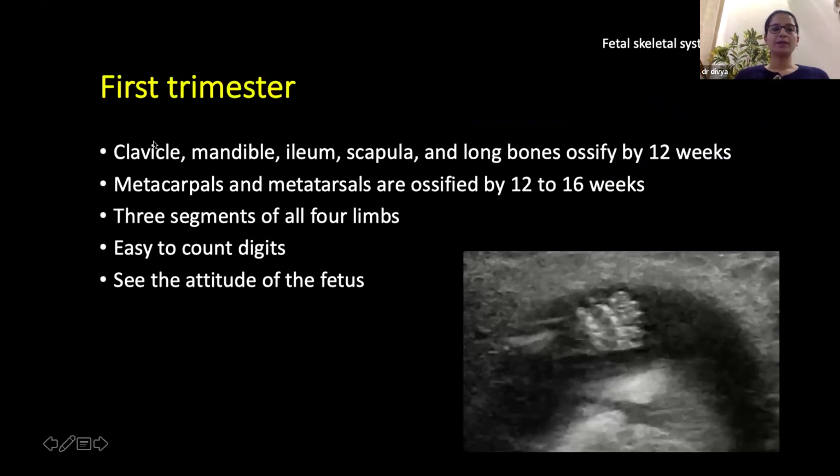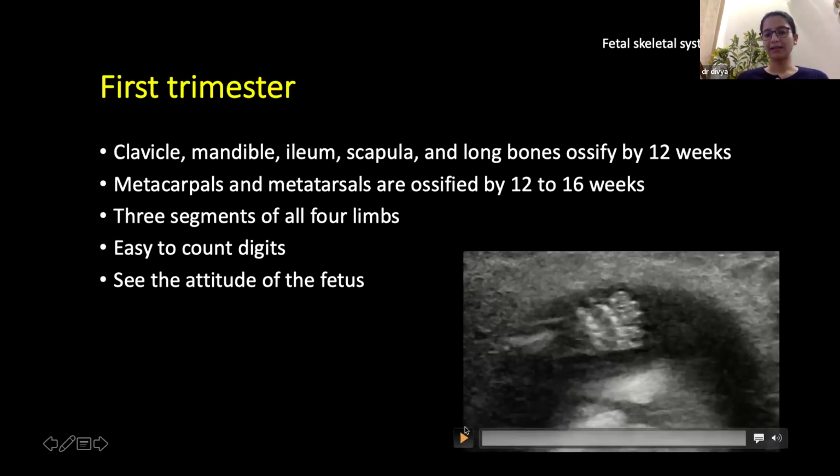Besides the long bones, bones like clavicle, mandible, ilium, scapula also ossify by 12 weeks, and metacarpals and metatarsals are also seen at the time of the first trimester scan after 12 weeks. One must look at the fetus in totality, that is, see the attitude of the fetus along with the bones.